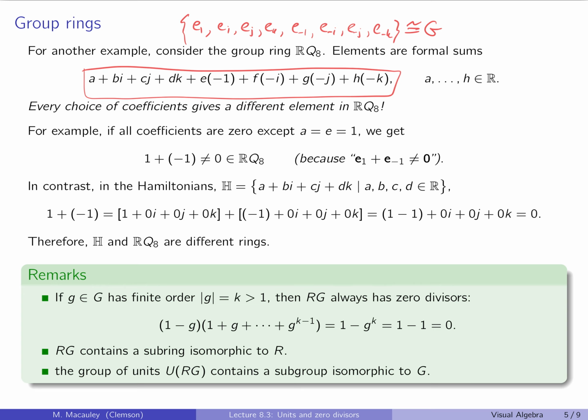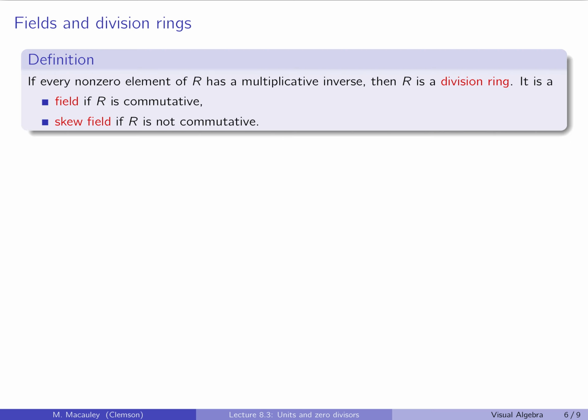And everything in here is a unit, because if you have e_g times e_{g inverse}, you get e_1.